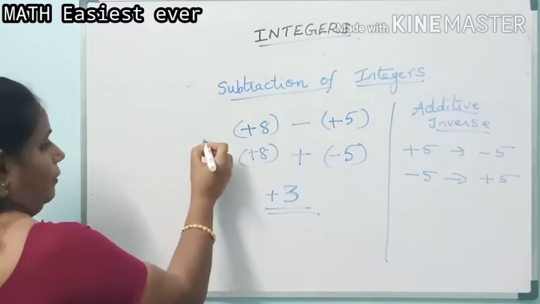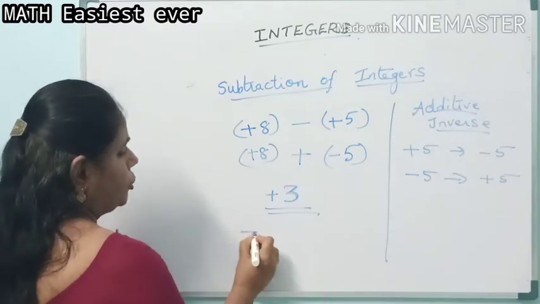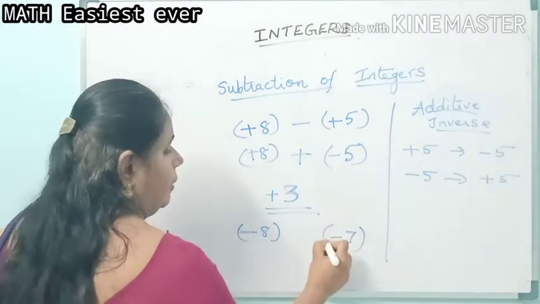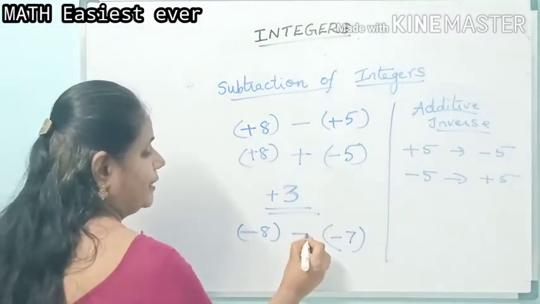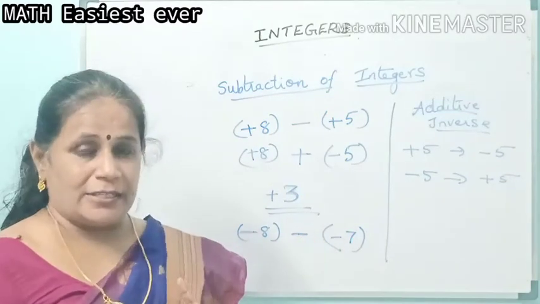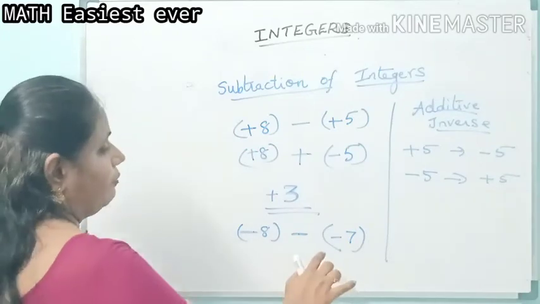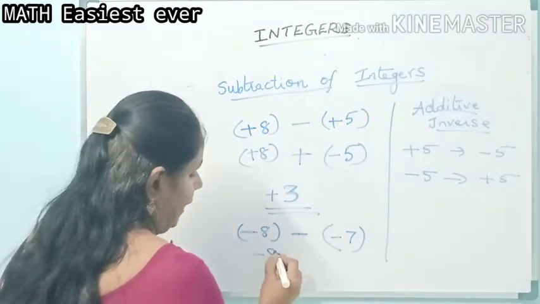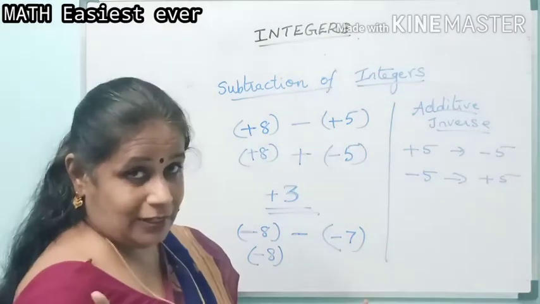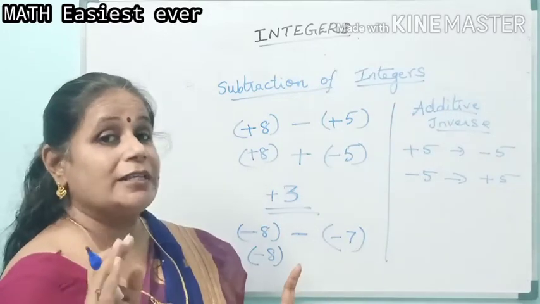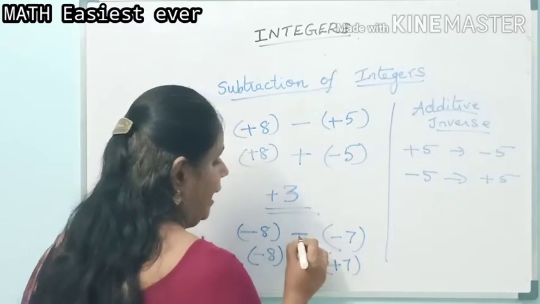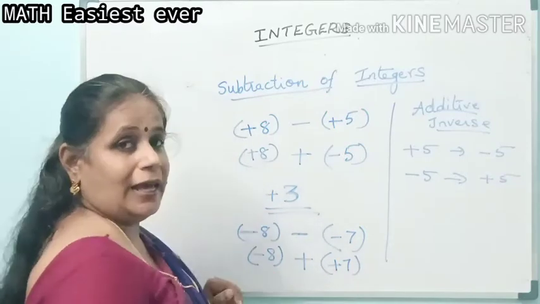Now, we'll go for the second one. Now, I am going to show you both negative integers, minus 8 and minus 7. How do you subtract two negative integers? Follow the same steps. What you have to do? The first integer you write like that itself. For the second integer, you have to find out the additive inverse. What is the additive inverse of minus 7? Additive inverse of minus 7 is plus 7, and this minus changes to plus.